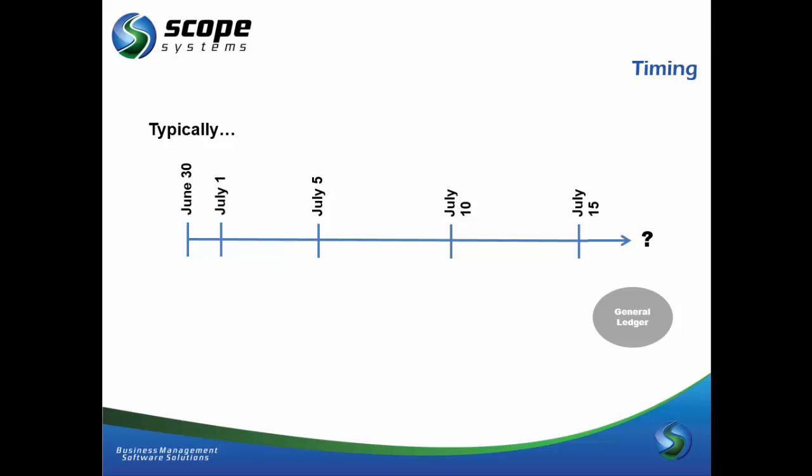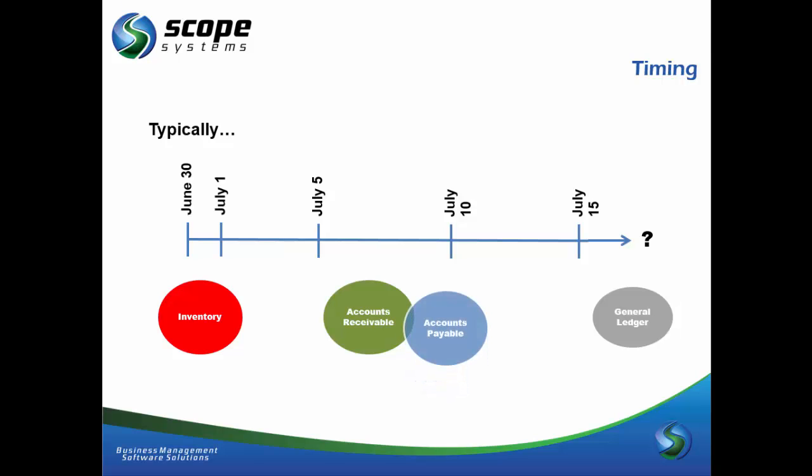The timing of the rollover is by no means set in stone. Typically, inventory will be rolled over or closed off from the 30th of June, and balances will be finalized on the 1st of July. Accounts receivable would commence on the 5th of July, and accounts payable on the 10th. In a perfect world, general ledger would be on the 15th of July, but in reality that can be pushed out to a much later date, most likely August, September, or when your financial statements are audited.